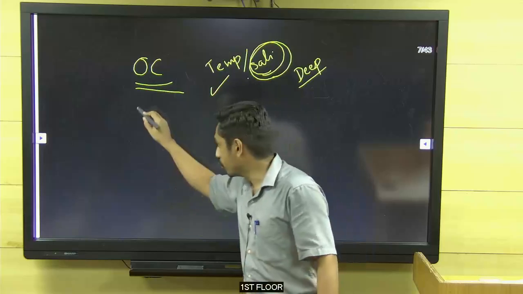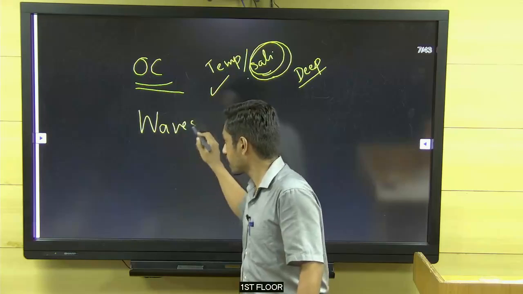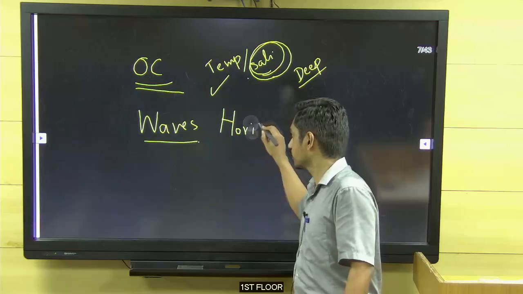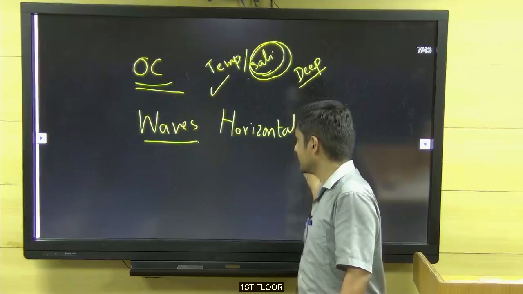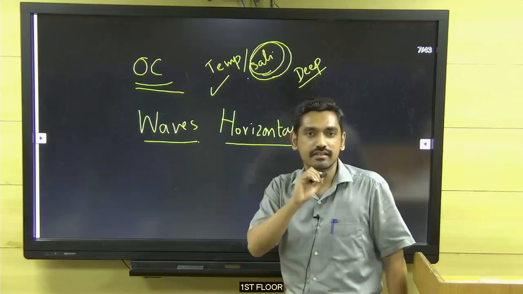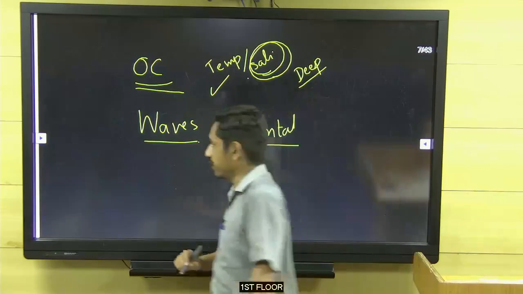Second type of movement, waves. This time you're talking about horizontal movement, and this horizontal movement is governed by wind. We will look at the definition. There is a subtle difference you need to understand. Okay, waves.